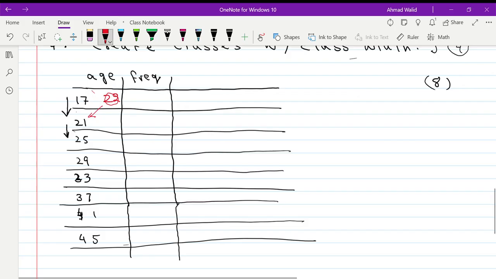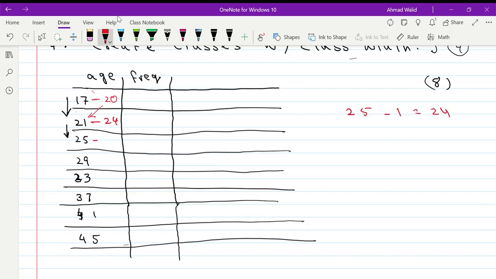Let me clear it and rewrite again because it's a lot of things there. This one will be 20. If it's 21, one less will be 20. Then my first class covers students that are 17 years old up to 20 years old. And my second class, I will cover from 21 to what? To 24. One less than this. 25 minus 1 gives you what? 24. Always minus that one, correct?